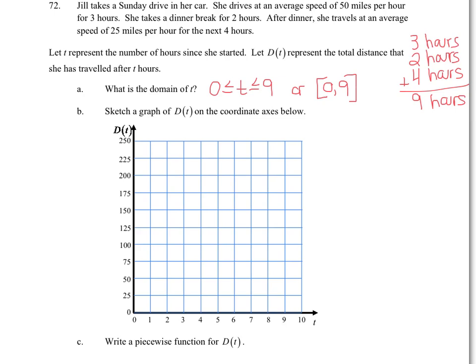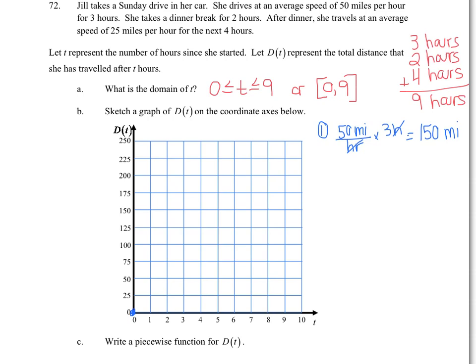Next, we need to sketch the graph. However, the first thing we need to figure out is how far she's traveling, because d of t is the distance. So for part 1, she's driving an average speed of 50 miles per hour for a total of 3 hours. 50 times 3 is 150. My hours cancel out, so I'm left with 150 miles. So she starts at 0, and at 0 time, she's traveled a distance of 0.